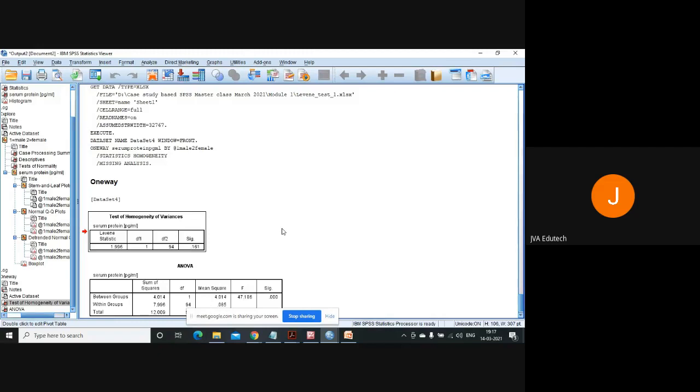Now, the third assumption that we check is multicollinearity. The multicollinearity diagnostic is tested automatically when we do multiple regression or linear regression. So when I'll be conducting the regression part, I'll move on to this third assumption, multicollinearity. As of now, you should be very careful about the main assumption, that is the test of normality.